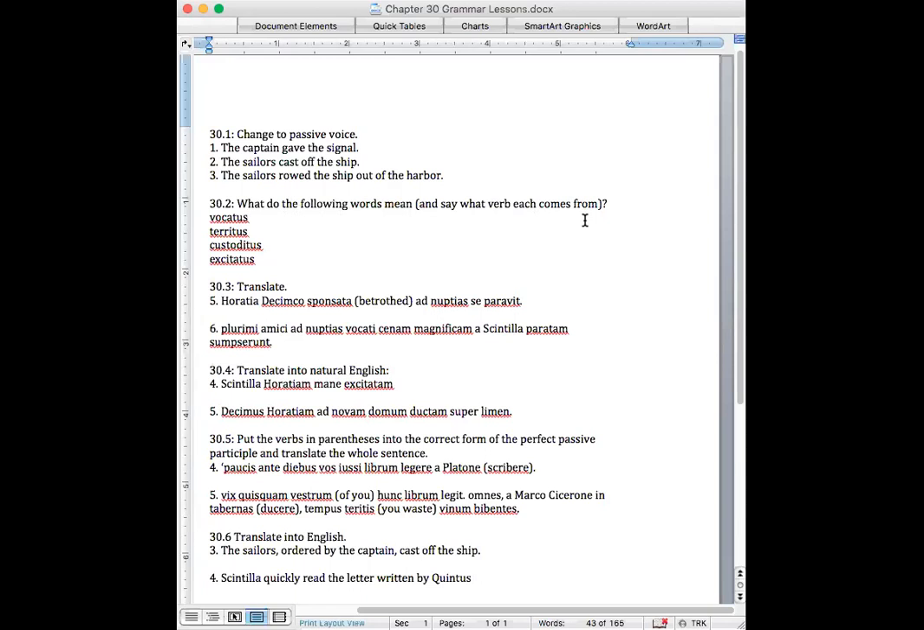So again, these are all coming from the fourth principal part of the verb. So vocatus comes from voco, vocare, vocavi, vocatum. So if it is your perfect passive participle, what would that mean? Remember that voco means call, so your perfect passive participle is going to be having been called.